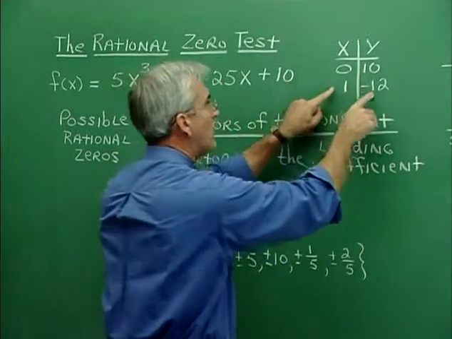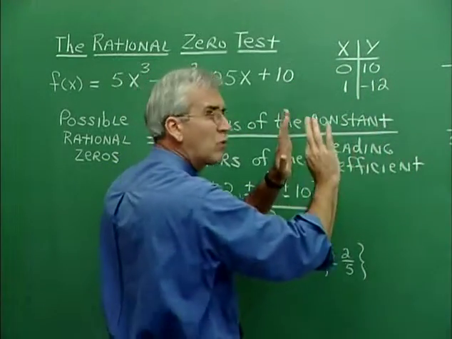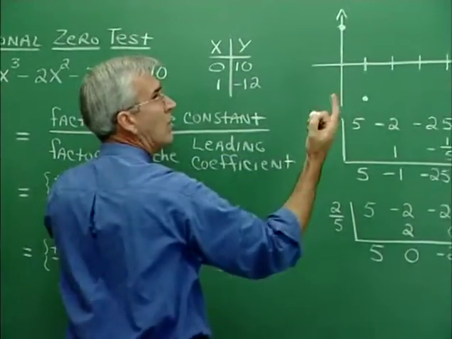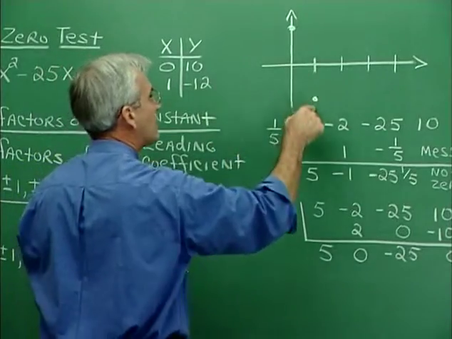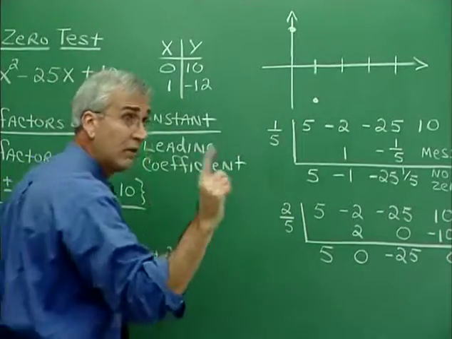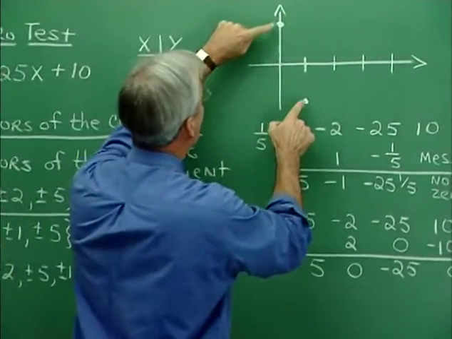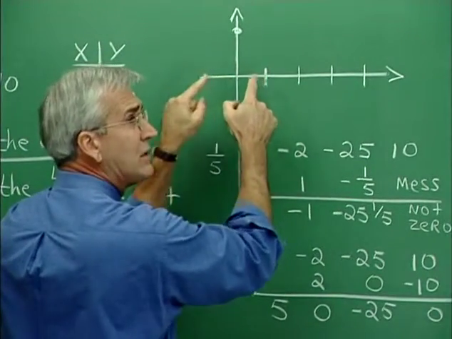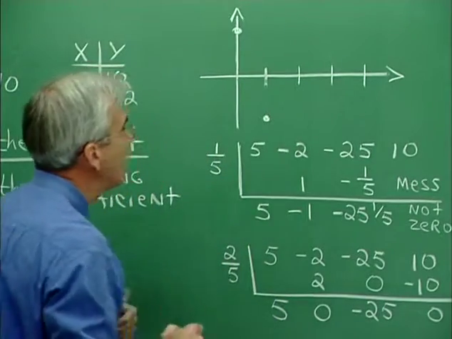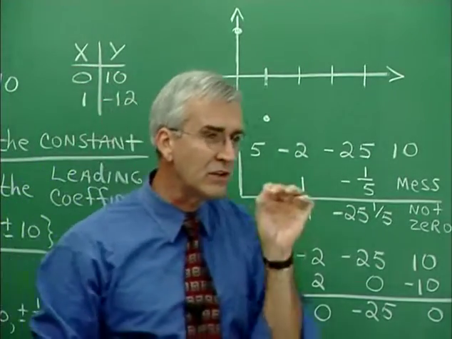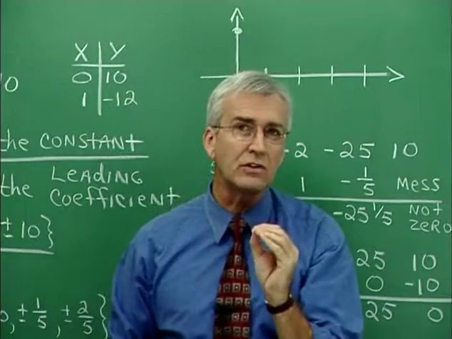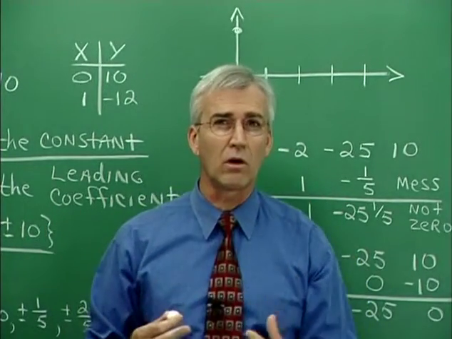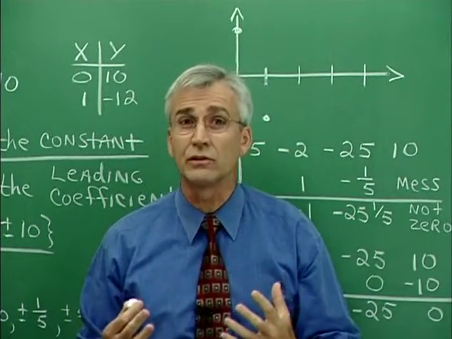Let's put these points onto a coordinate plane. Relatively speaking, (0, 10) is just up here somewhere, and (1, negative 12) is down here somewhere. Now, with the intermediate value theorem, we know that there is a crossing in the interval from 0 to 1. So we have a zero in here. And if we can identify a zero, it can lead us to a factor, and that will make the function a little easier to deal with.